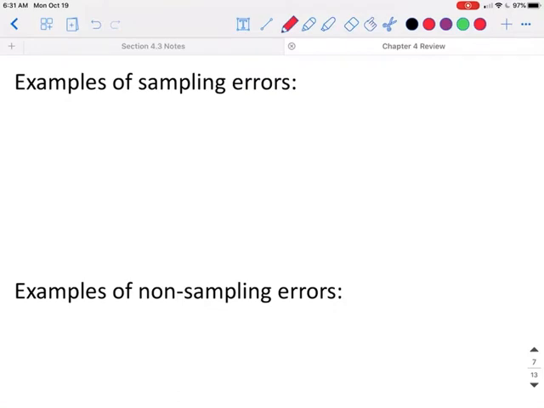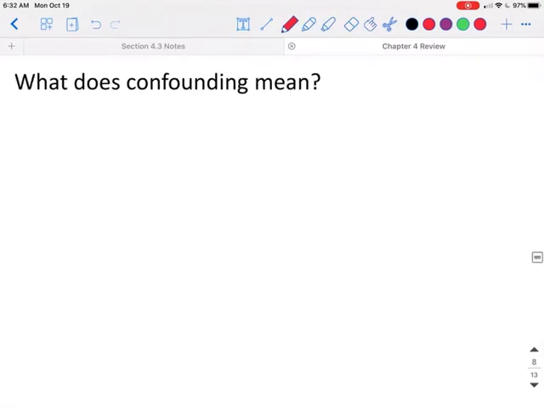What are some examples of non-sampling errors? Non-response of survey participants, someone gives an incorrect response, or confusing or leading questions can introduce strong bias, and changes in wording can greatly change the chance of the survey outcome being different. These would all be examples of non-sampling errors. What does confounding mean? Confounding is a situation in which the effects of 2 variables on the response variable cannot be separated.